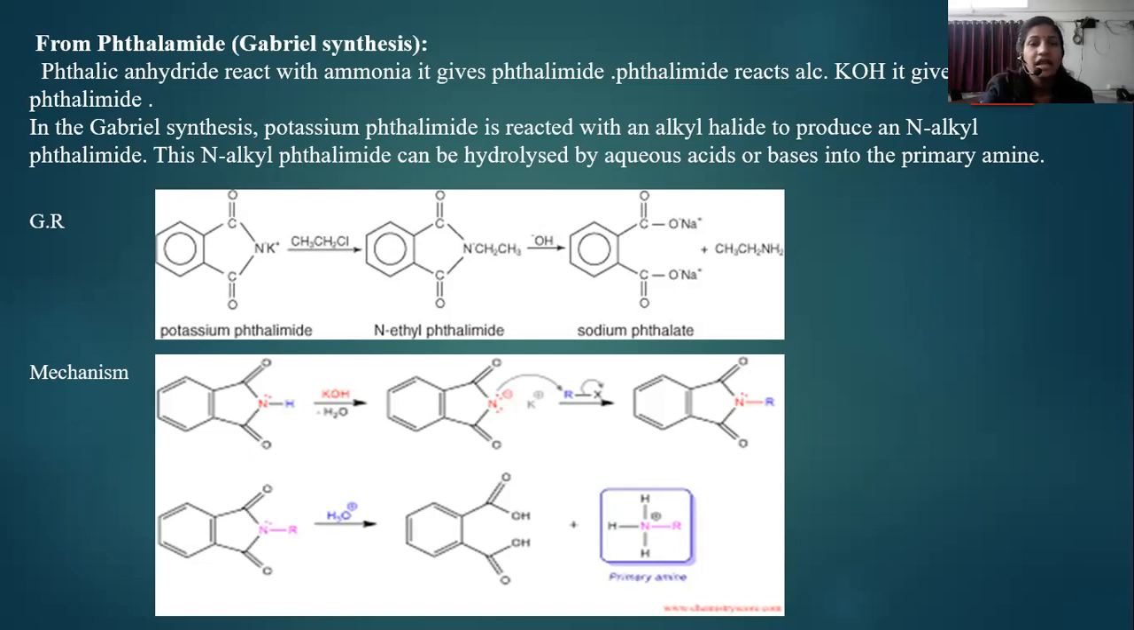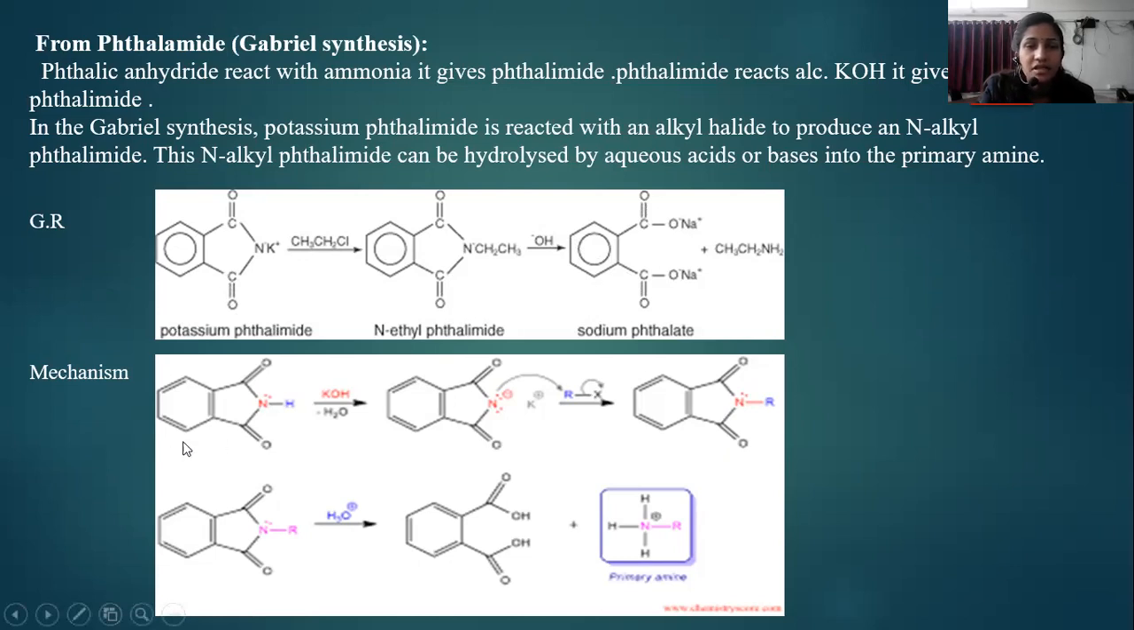Then this is the reaction for potassium phthalimide. First of all, phthalic anhydride reacts with ammonia, and we get phthalimide, and then phthalimide reacts with KOH. So we get potassium phthalimide directly, in the presence of alkyl halide. We get N-ethyl phthalimide. Hydrolysis of N-ethyl phthalimide by acid or base gives sodium phthalate and primary amine.